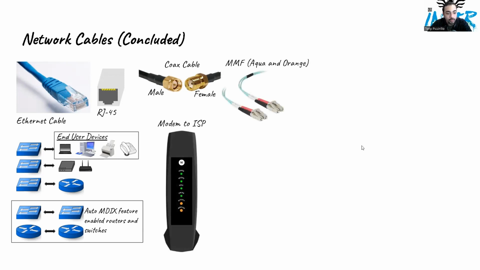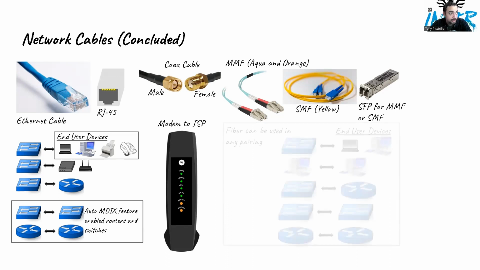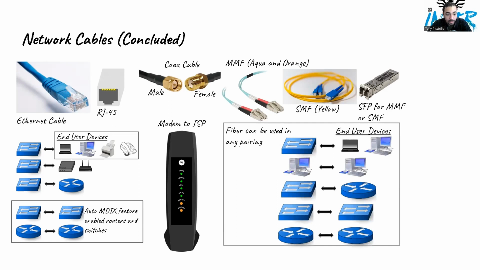Next, we have multi-mode fiber cables, which are usually denoted by an aqua or yellow color. Fiber cables use SFPs, also known as mini GBICs, that slide into the router or switch in order for those devices to accept fiber cables. Fiber cables can be used in any pairing as they are already essentially crossed over, with one piece of an end transmitting light signals and the other piece of the end receiving light signals.